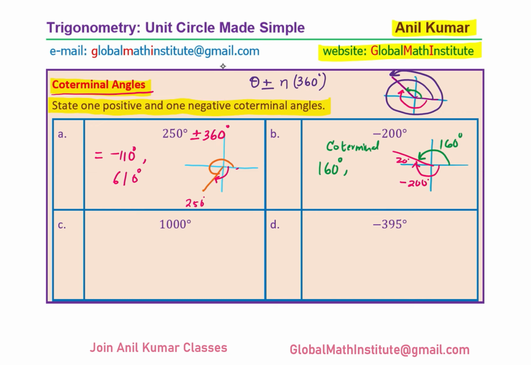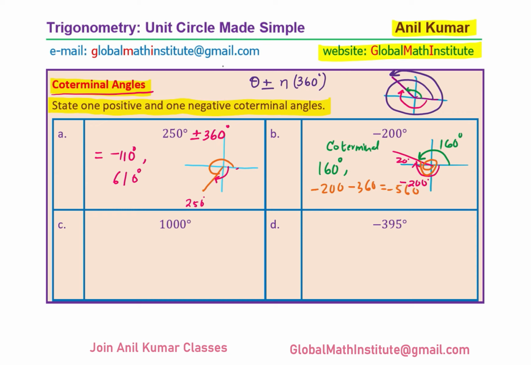The other one we could do with minus 360. That is to say, we could add another circle to this, correct? So you go round and round and then come back to this point. So that means we go minus 200 and then minus 360, and so we get minus 560 as the other angle.